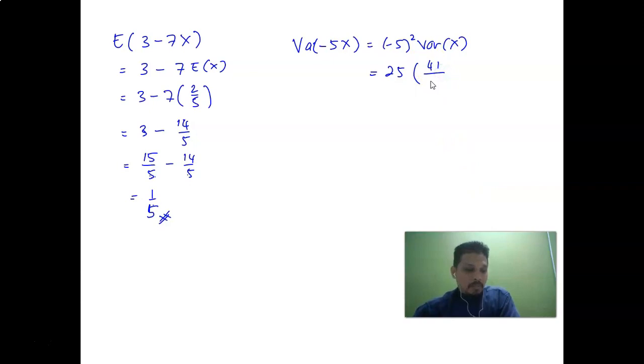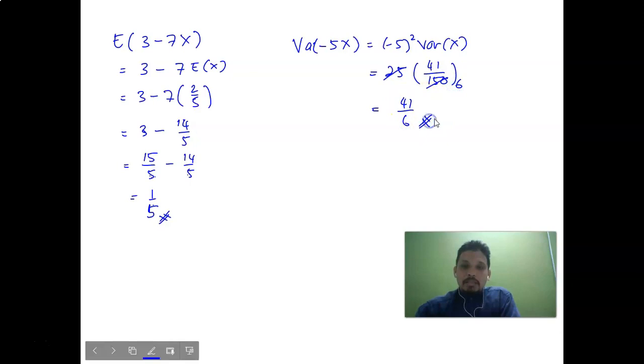41 divided by 150 times 25. 25 times 4 times 6, 25, 50, 75, 100, 125, 150. So 25 divided by 150 equal to 1 over 6. It is 41 divided by 6. There you go.